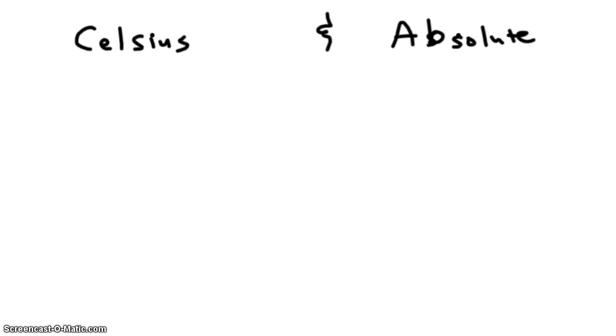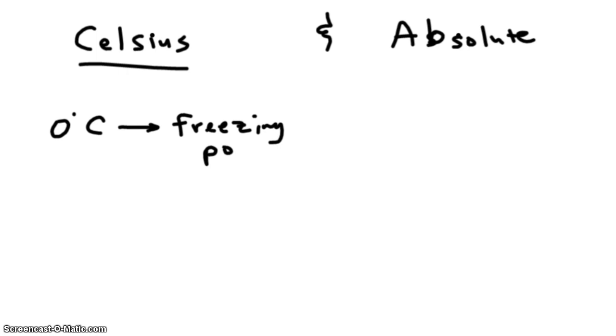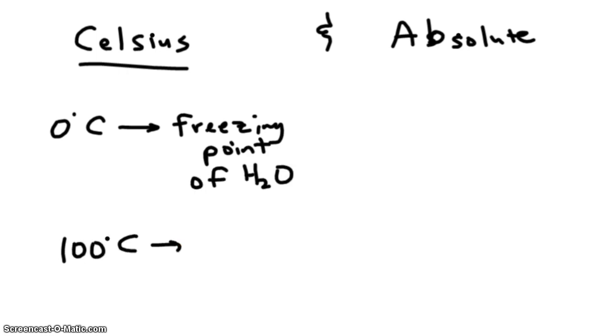Now in IB physics, there are two temperature scales that we are going to be using to quantify temperature. One is the Celsius scale, and the other is called the absolute scale. The absolute scale uses Kelvin. Now here's how the Celsius scale was designed. Mr. Celsius came along and he said, in my scale, 0 degrees is going to be the freezing point of water. And he said 100 degrees will be the boiling point of water.